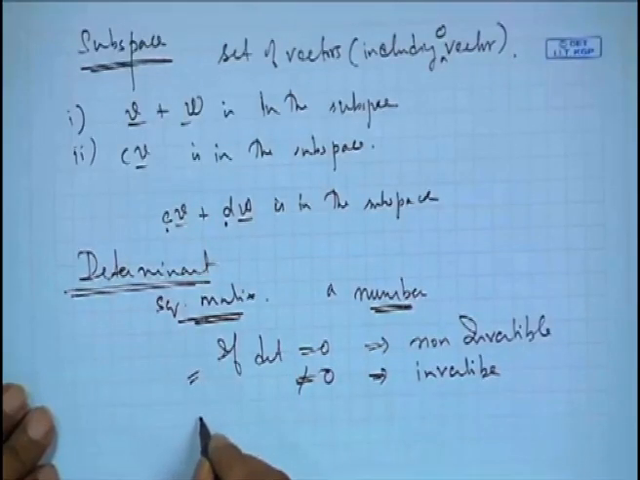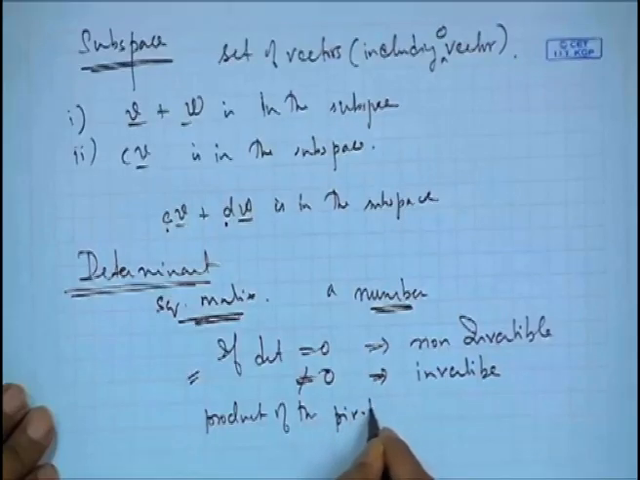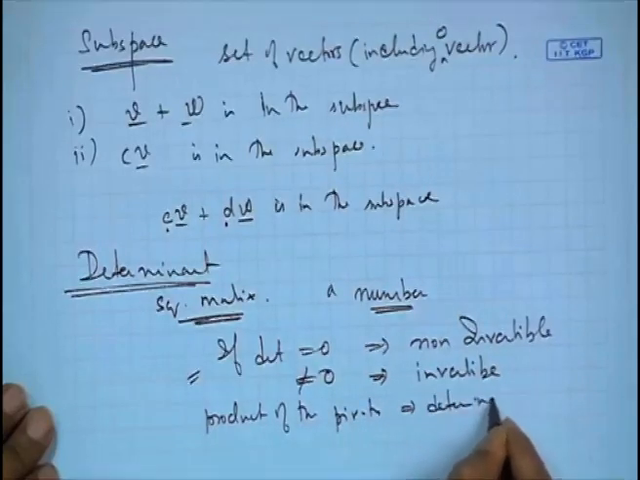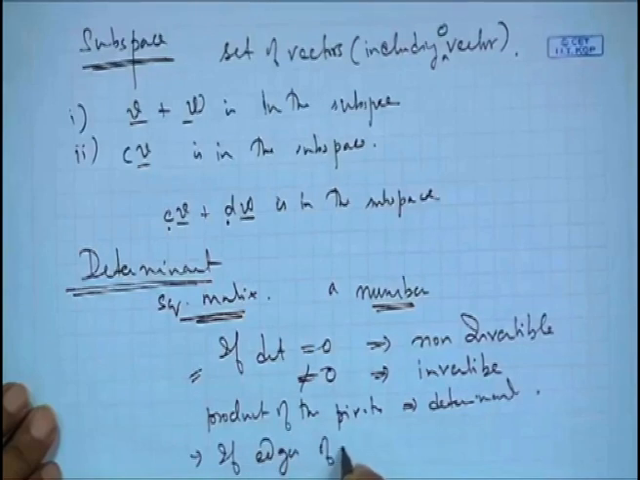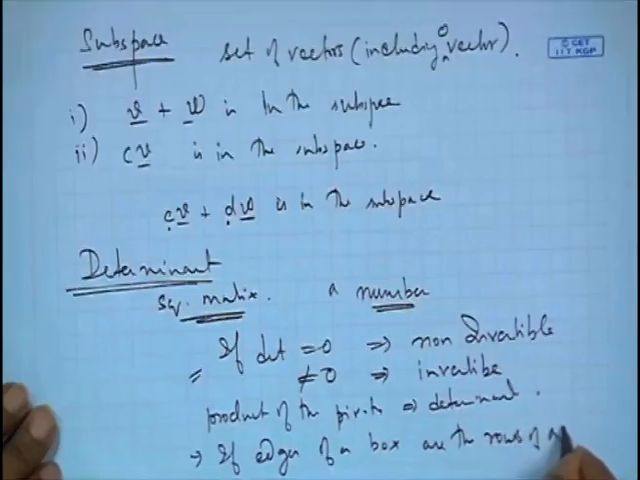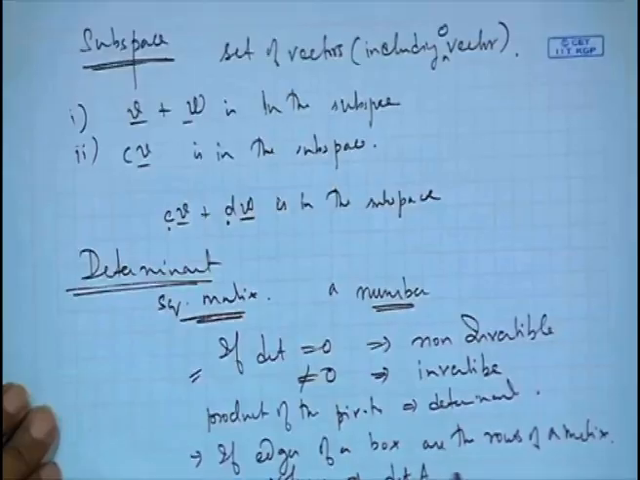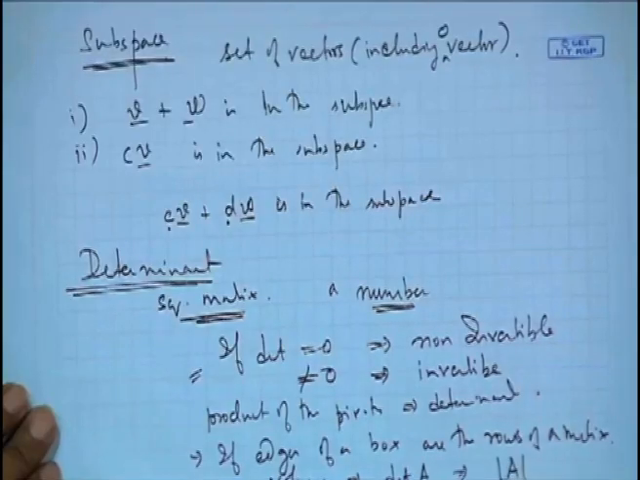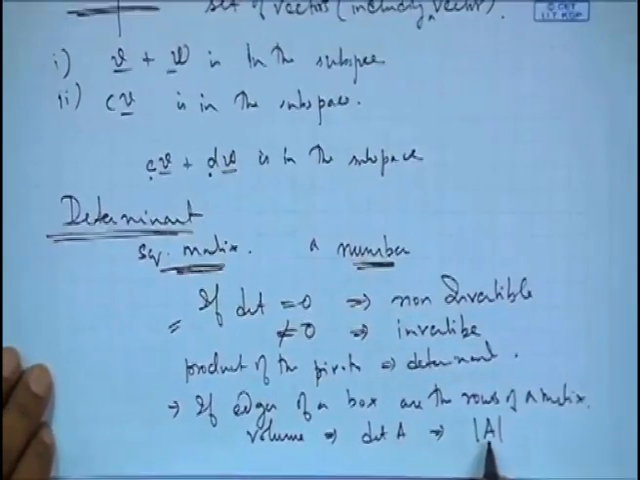If you have pivots, then the product of the pivots gives the determinant. This is also important, and another easy way to remember: if the edges of a box are the rows of a matrix, then the volume is given by the determinant of A. Determinant of A could also be written as two straight lines around A or as det A. So these are the two ways of writing determinant.